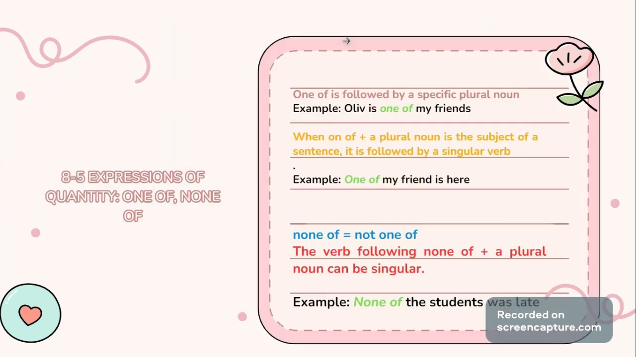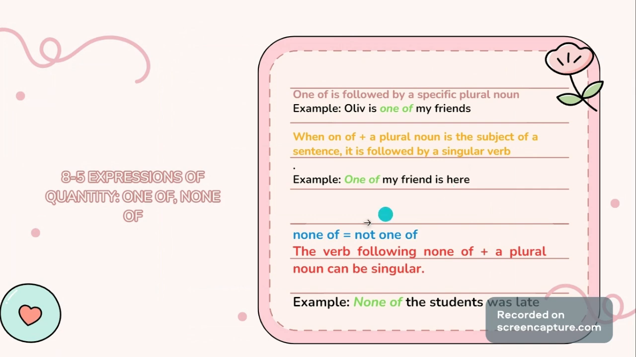Next, expressions of quantity: one of and none of. One of is followed by a specific plural noun. Example, Olive is one of my friends. And when one of plus a plural noun is the subject of a sentence, it is followed by a singular verb. Example, one of my friends is here.